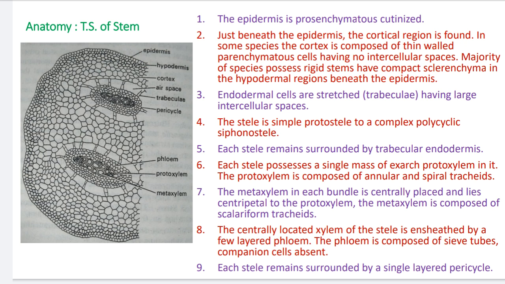Okay. Number 9, each stele remains surrounded by a single layered pericycle. Okay, below the endodermis there is a pericycle, and the pericycle is single layered, and each stele is further covered by the pericycle. In this way, this is the anatomy, the internal organization of the stem. The organization is somewhat complicated, but if you go through the details, or if you see the diagram and read the explanation, then it will be very easy to understand the anatomy of the stem.